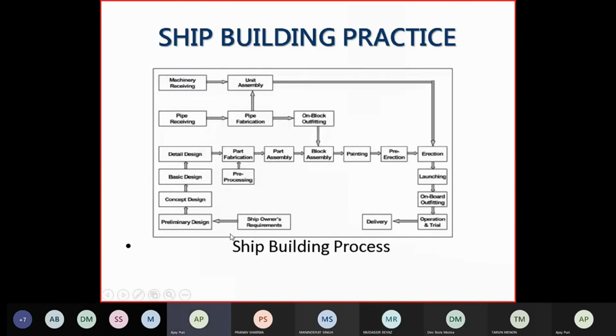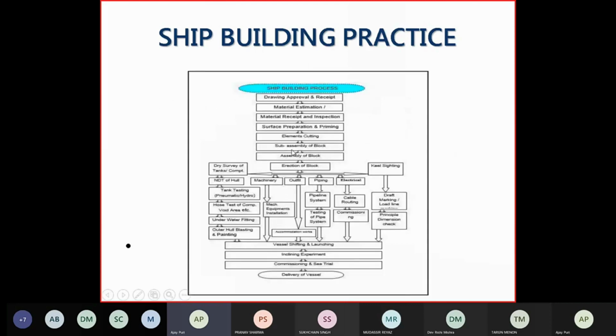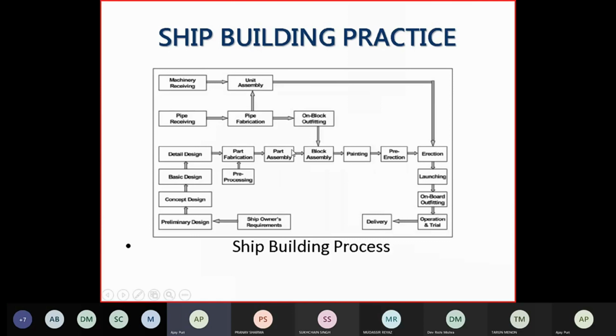So this is your ship building process: ship owner's requirement, preliminary design. You can also make the flow chart that I explained; either of those you can make. So ship owner's requirement, preliminary design, concept design, basic design, detailed design. This I'll be explaining.